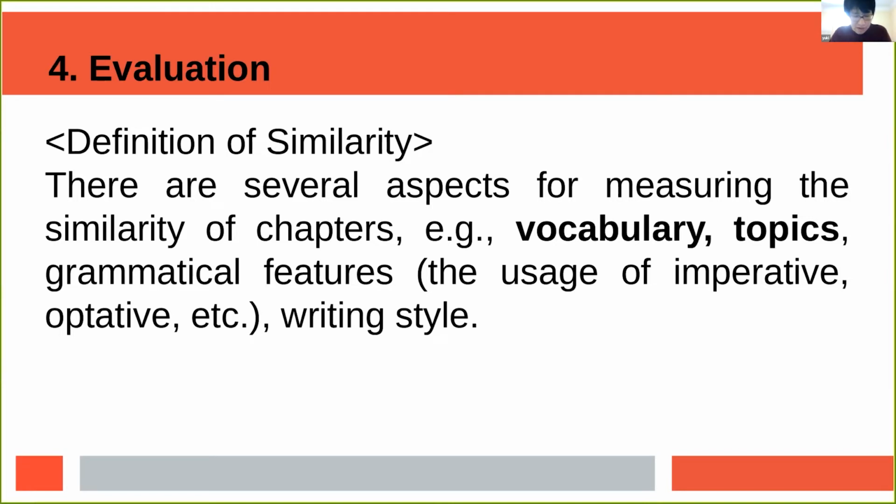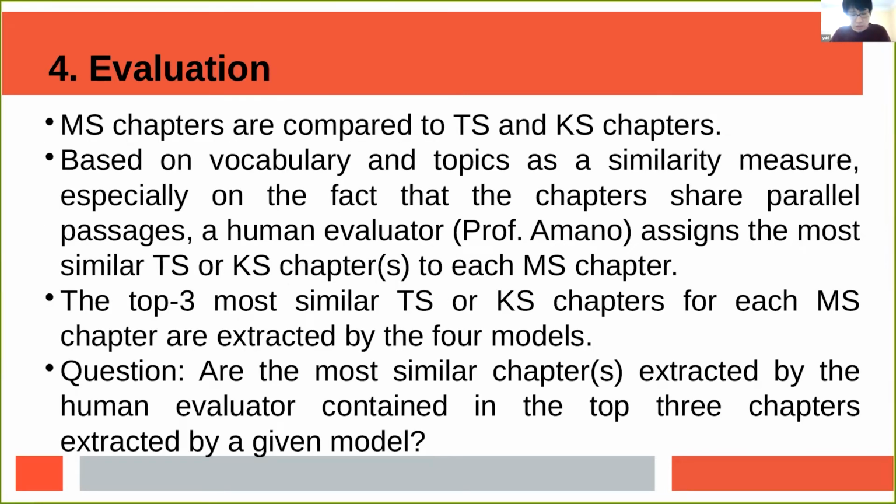In this slide, I show you a bit more precisely how the evaluation procedure is done. MS chapters are compared to TS and KS chapters based on vocabulary and topics as a similarity measure, especially on the fact that the chapters share parallel passages. A human evaluator, in this case Amano-san, assigns the most similar TS or KS chapters to each MS chapter.